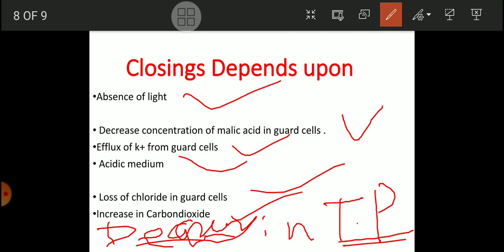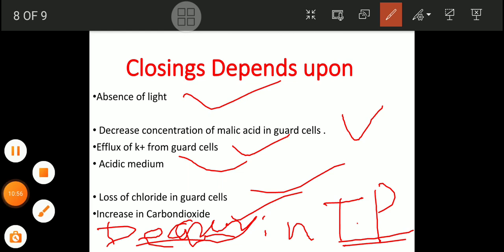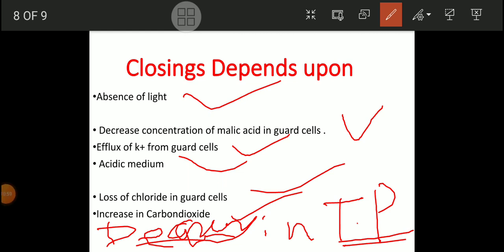In the case of K plus ion, they have said that the influx of K plus ion takes place into the guard cell. During all these activities, there is an entry of water from the surrounding cells to the guard cell, and because of that there is an increase in the turgor pressure in the guard cells, so the two guard cells move a little bit away from each other.